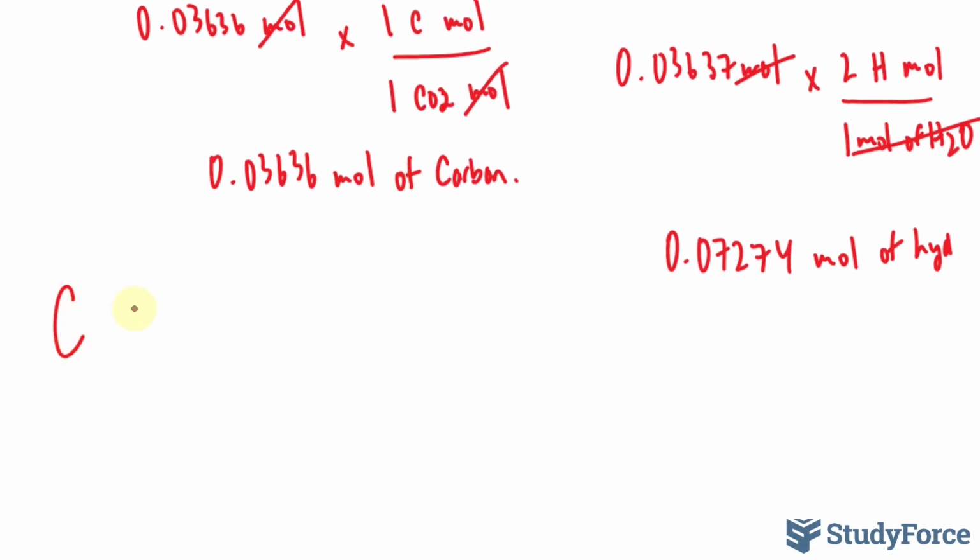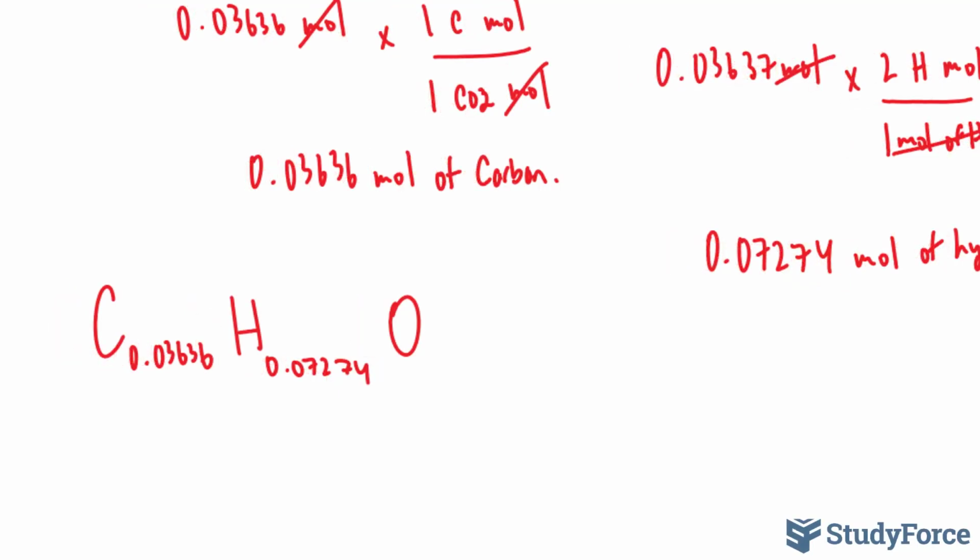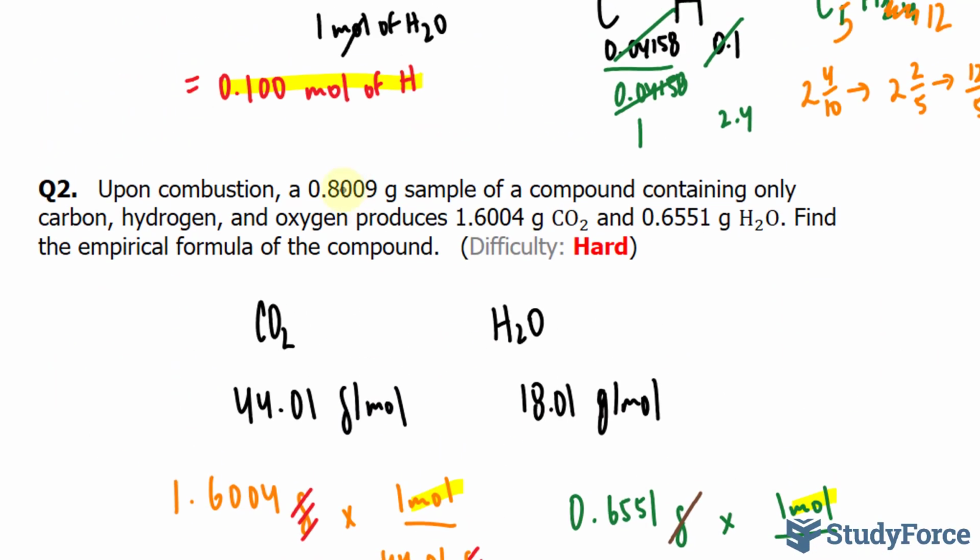So I'm going to write down 0.03636 of carbon. Similarly, 0.07274 of hydrogen. And now we need to find the moles of oxygen. We have to find out how much grams is within this amount of moles, and similarly find the mass of hydrogen within this mole, add that up, and then subtract it from the total mass of 0.8009. And this will tell us the amount of oxygen.